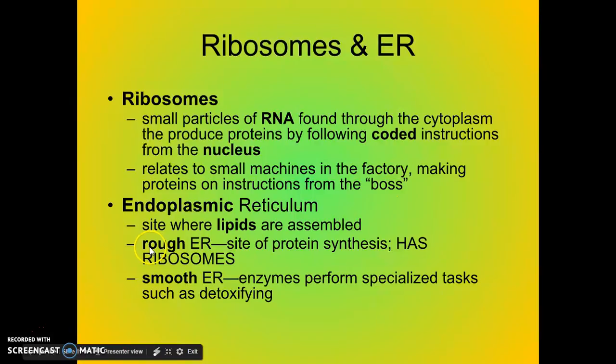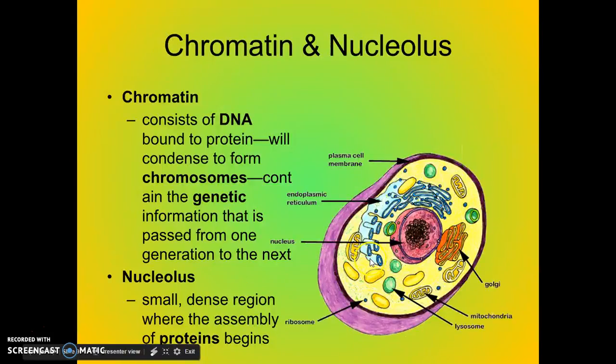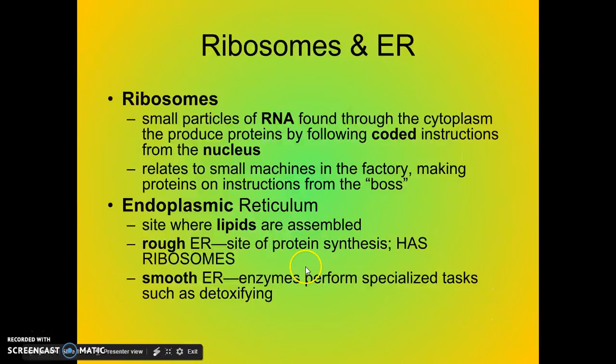What I have kids do is circle the R in rough and the R in ribosomes to make that connection. The other type of ER is smooth ER, and this would be down here where there are no ribosomes. This ER does lots of different tasks. The most prevalent one is detoxifying, or helping get rid of bad stuff.